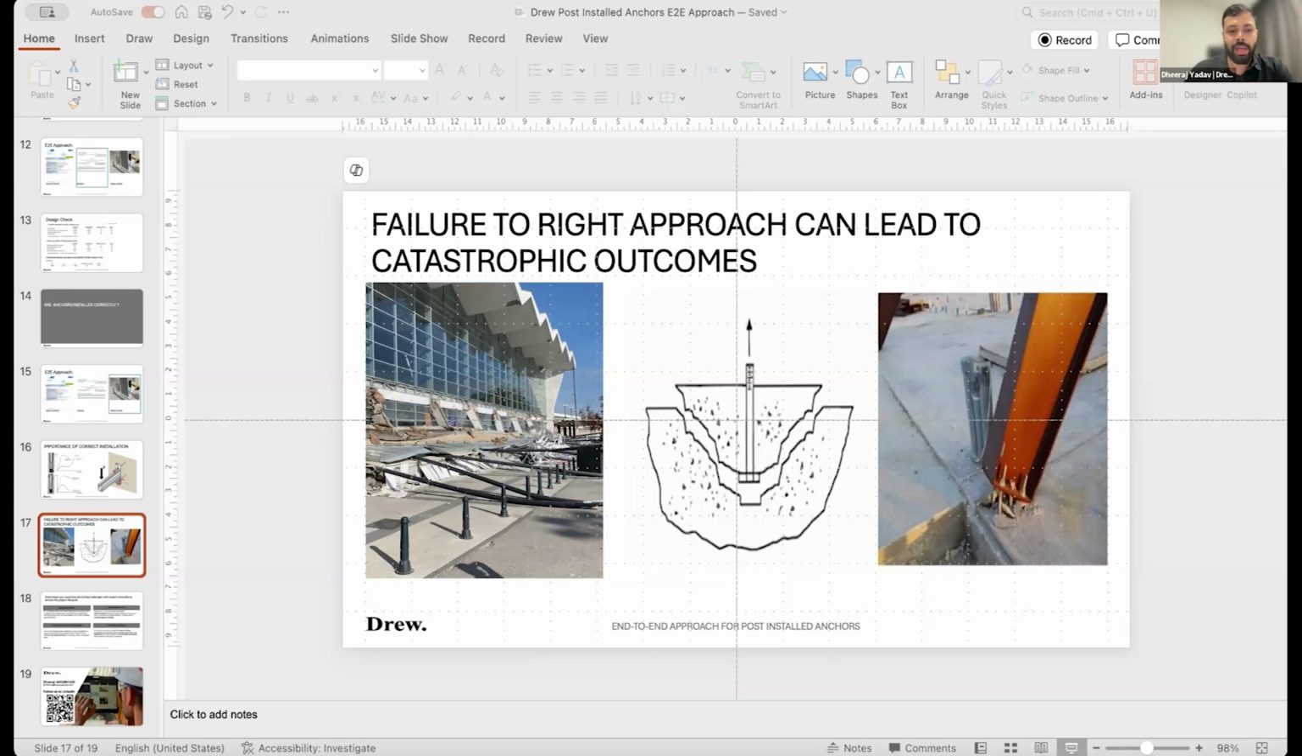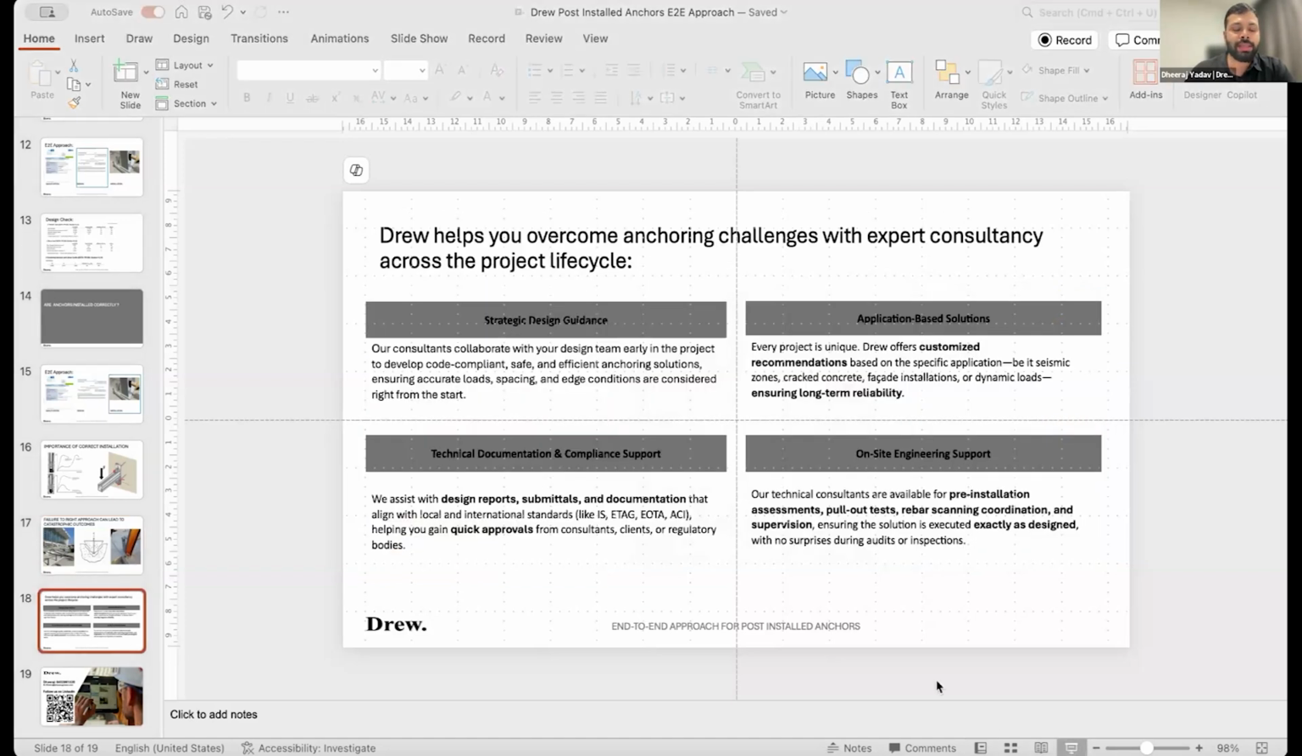So at last, what do we provide as services. At Drew, as a service, we provide strategic design guidance. Since every case is unique, for every unique case there have to be proper parameters to be considered, which should be code compliant, safe, and efficient, ensuring the right loads and capacities of the anchor. Parallel to this, we also consider different application-based solutions. Like if you have a heavy weight application, then the solution should be tailor made as per the requirement of the application.